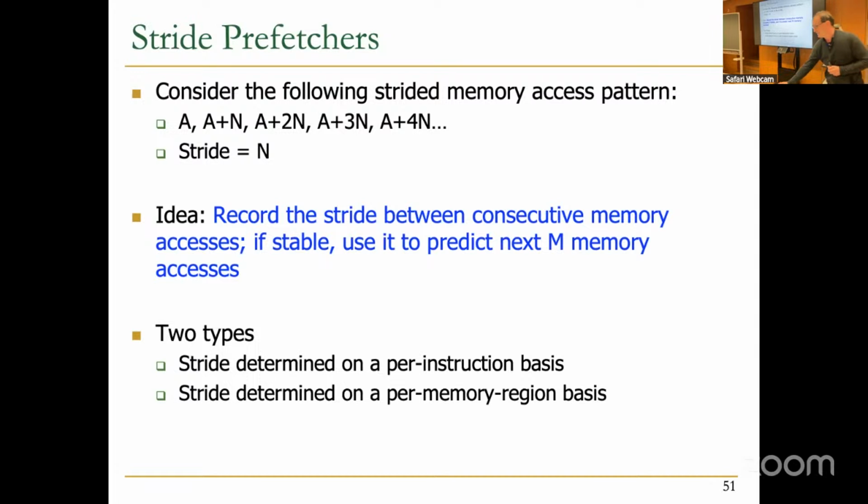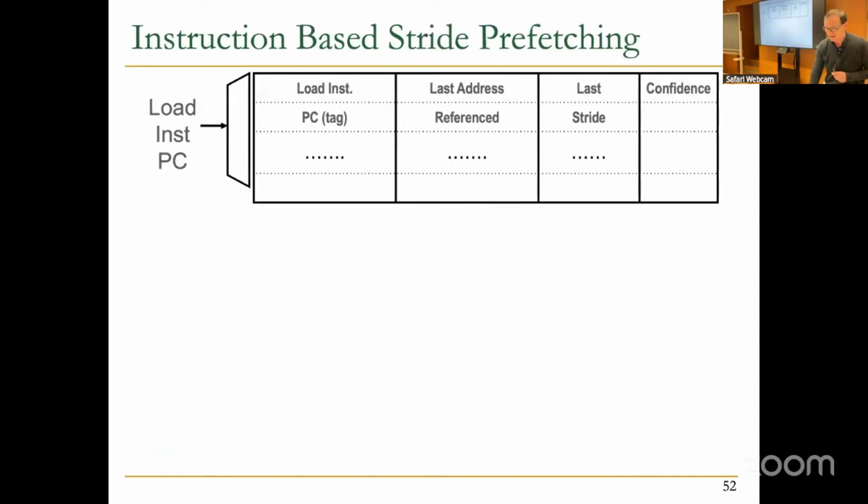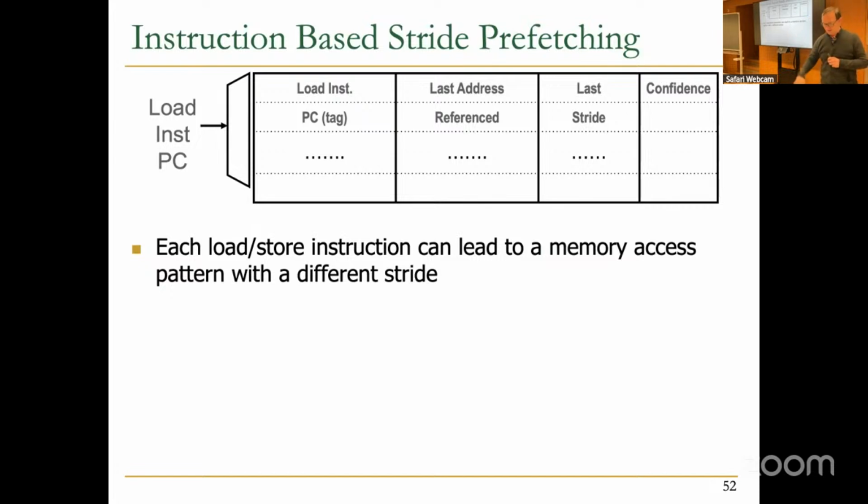Now, even this has multiple versions. You can determine the stride on a per instruction basis, so you can do this for every program counter, or you can do it on a per memory region basis, and these have different implications. So this is instruction-based stride prefetching. Essentially, you have a table that's indexed with the program counter, and you have a tag for the program counter. You look at the last cache block address for that program counter and the last stride that you've seen. And you have some confidence level that I just mentioned. So if you keep seeing the same stride for the same PC, your confidence level increases and you keep generating prefetches. It may be a little bit more complicated than this, but this is the basic idea.